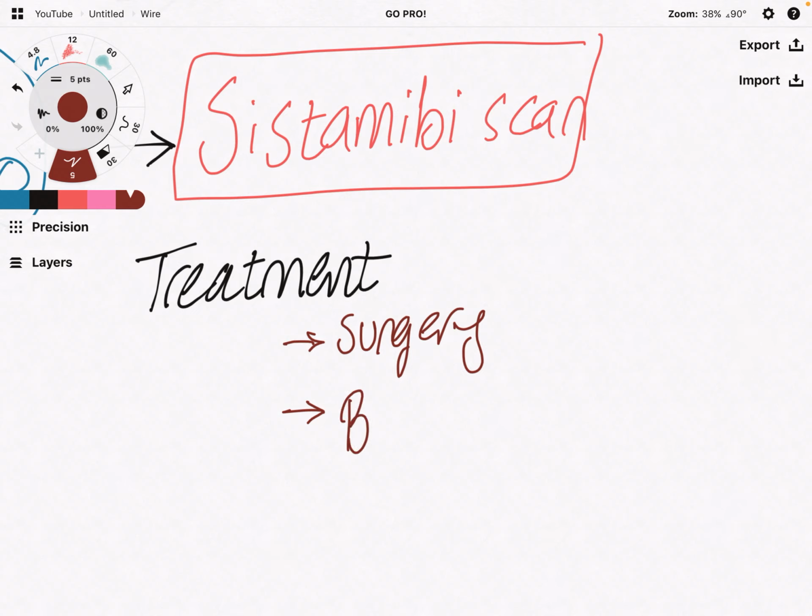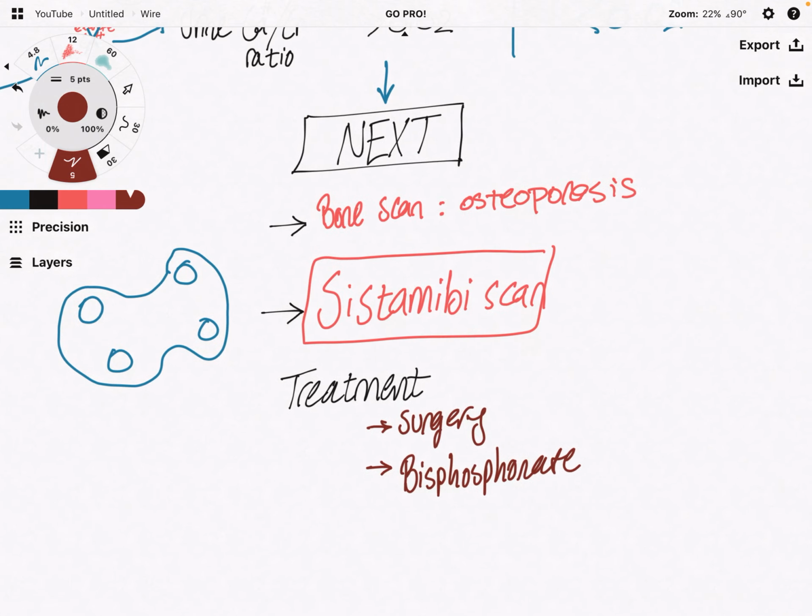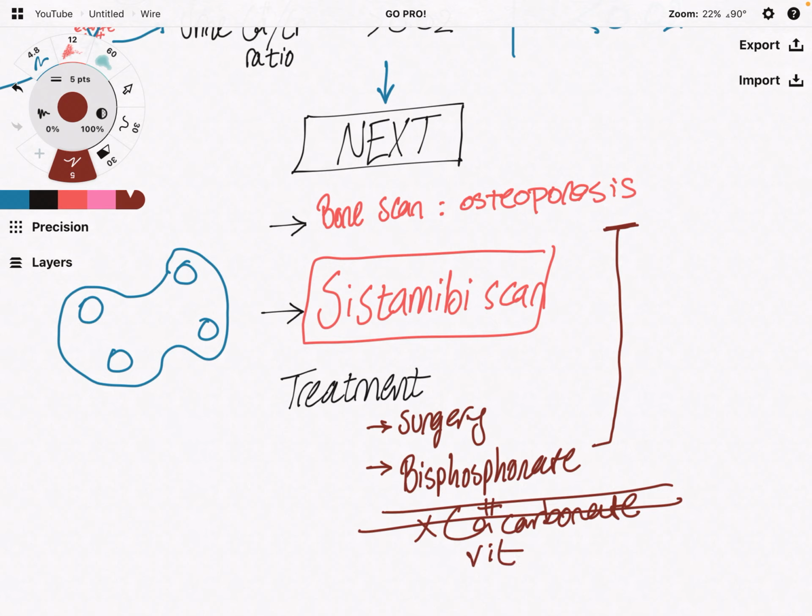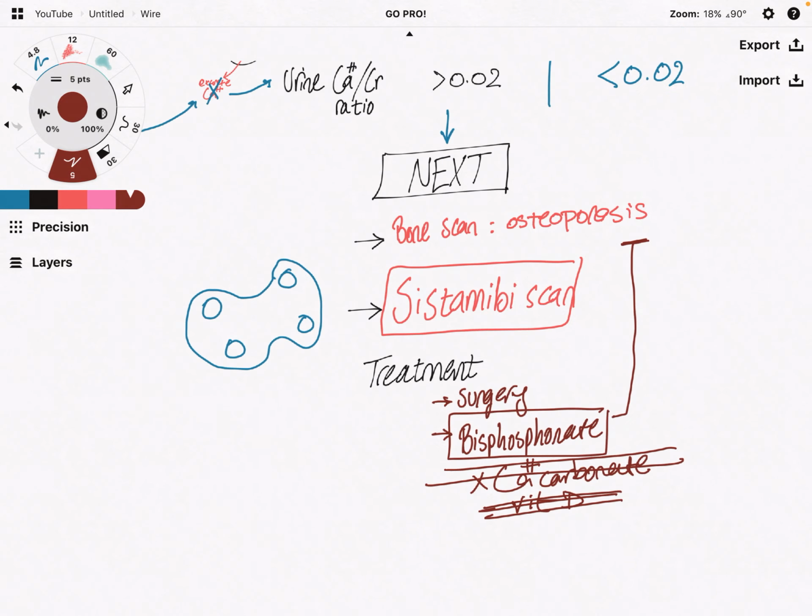We should prescribe them bisphosphonate. Why? Because as we just said, primary hyperparathyroidism is causing osteoporosis. So just to inhibit that, we can give bisphosphonate. We shouldn't give calcium carbonate, right? We wouldn't give calcium carbonate because these patients have so much calcium already. Their problem is not calcium. We shouldn't give vitamin D either because they do have calcium in their body. But we need to deposit the calcium back into the bone, which is the function of bisphosphonate, right?